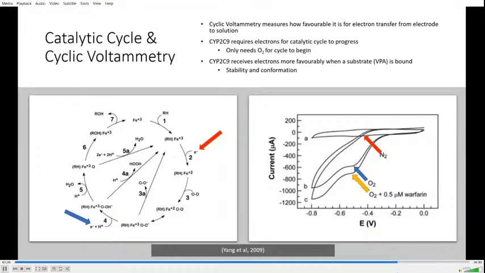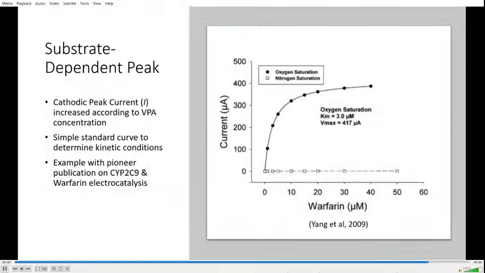Now, shown with the golden arrow is the key to this biosensor. The addition of substrate, in this case warfarin, is shown by Yang et al. in 2009, but in our biosensor will be valproate. This will open up the enzyme and stabilize it further so that more electrons can transfer, as shown by an increase in current.